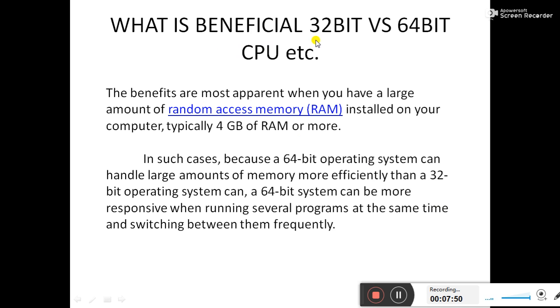Which is beneficial, 32-bit or 64-bit? The benefits are most apparent when you have a large amount of RAM installed on your computer, typically 4 GB of RAM, then it will be clearly indicated. In such cases, a 64-bit OS can handle a large amount of memory more efficiently than a 32-bit OS. A 64-bit system can be more responsive when running several programs at a time, so it is beneficial if we have a 64-bit CPU.